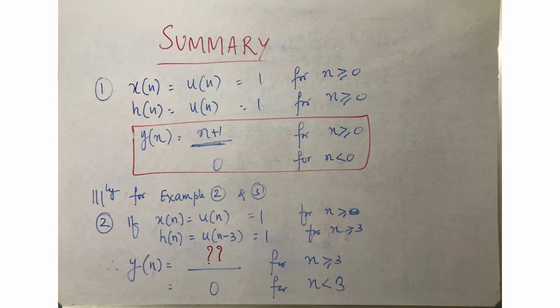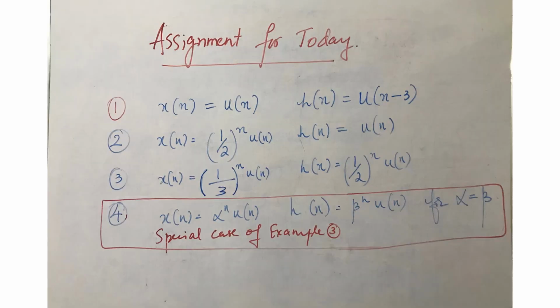Otherwise, it is 0. Dear students, you need to solve the following problems as an assignment. The first problem is x of n is u of n and h of n is u of n minus 3. Both are step functions. And the second problem is x of n is alpha to the power n u of n, that is exponential, and h of n is u of n, it's a step function. And the third example is both are exponential sequences. And the last one is a special case of example 3 where you need to find the convolution sum for the special case, that is for alpha equal to beta.